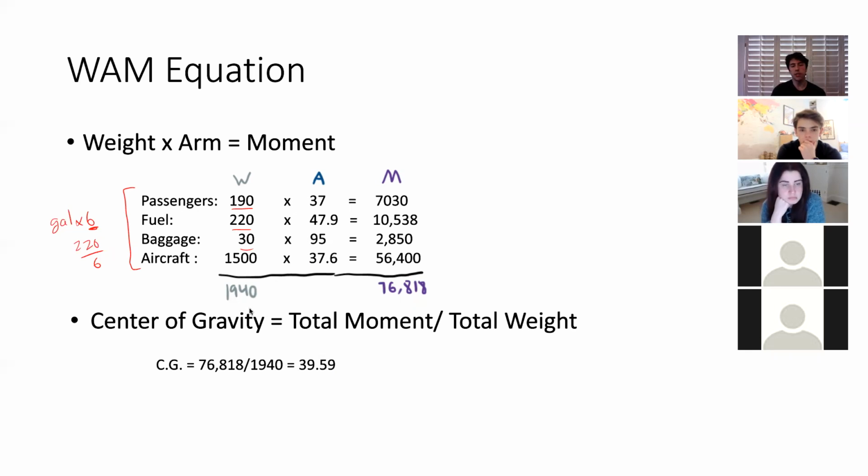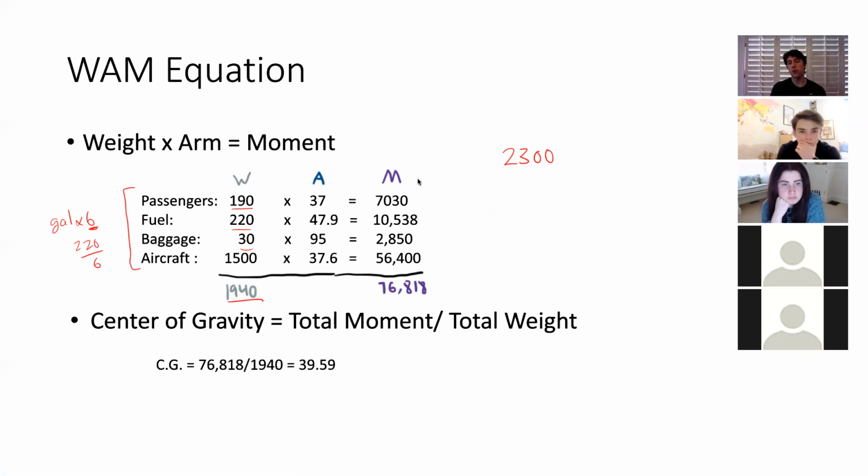So total weight here is going to be 1,940. The first thing you want to do is make sure that it doesn't exceed your gross weight. Your maximum gross weight is basically how much weight you're allowed to have on the aircraft. Typically that's 2,300 for general aviation aircraft. Here we're at 1,940, so we're well below that.